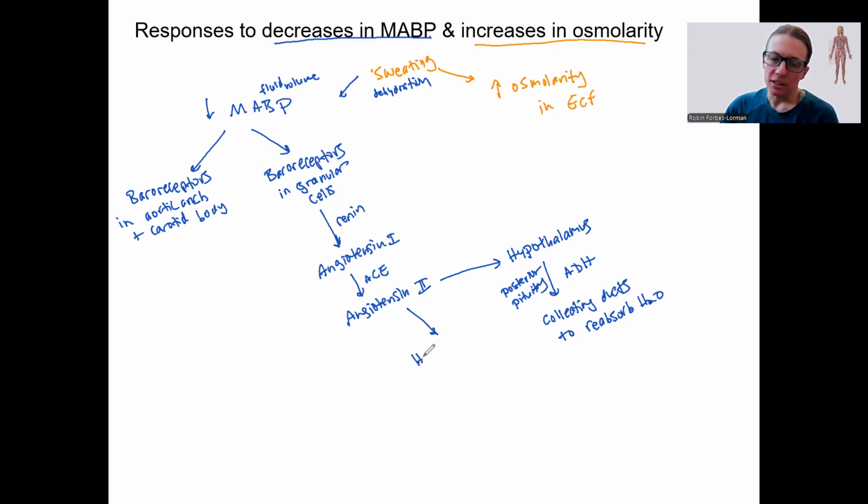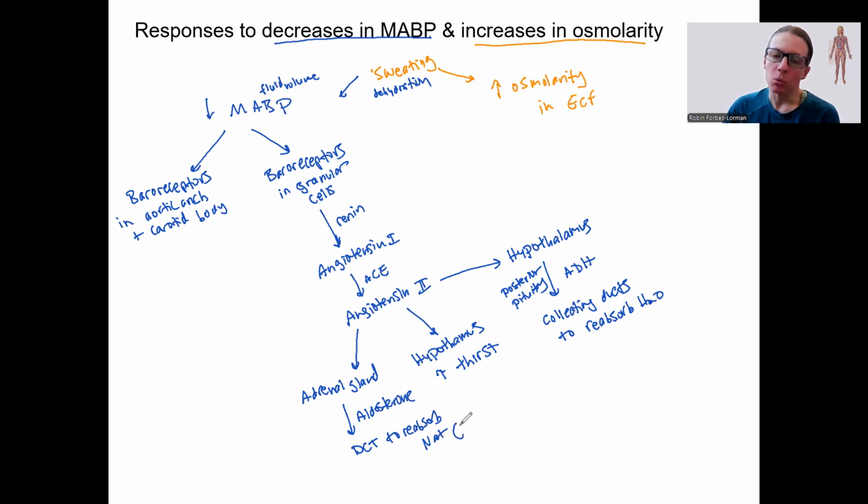The other one is there is a hypothalamic thirst center. So we're targeting the hypothalamus to increase thirst. So if there's water available, we'll drink it. Okay, third one is the adrenal gland. What hormone is produced by the adrenal gland in response to angiotensin? Aldosterone. Aldosterone targets the distal convoluted tubule to reabsorb sodium. Water is typically going to follow. Well, it is going to follow based on that signal.